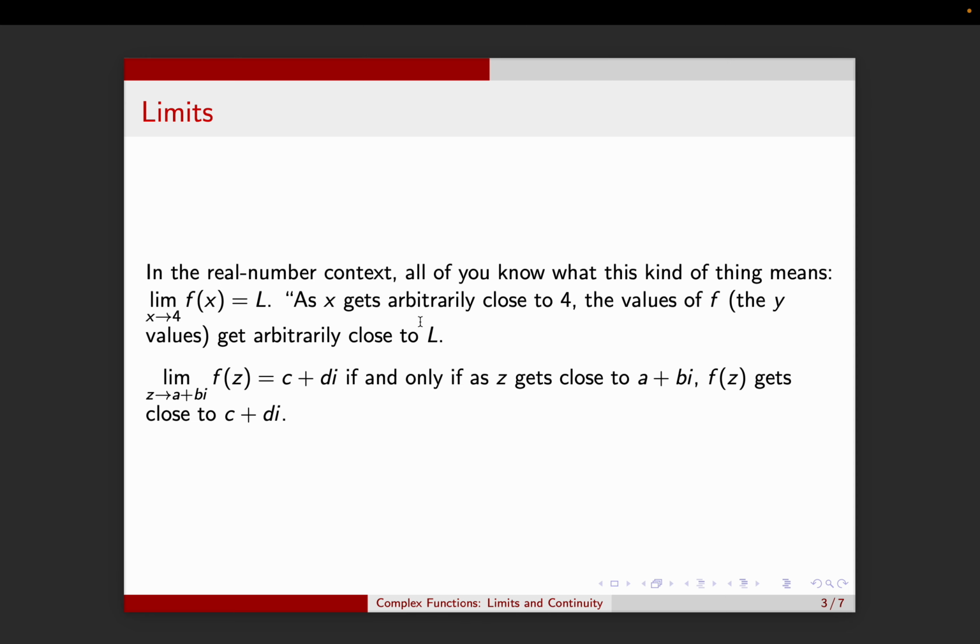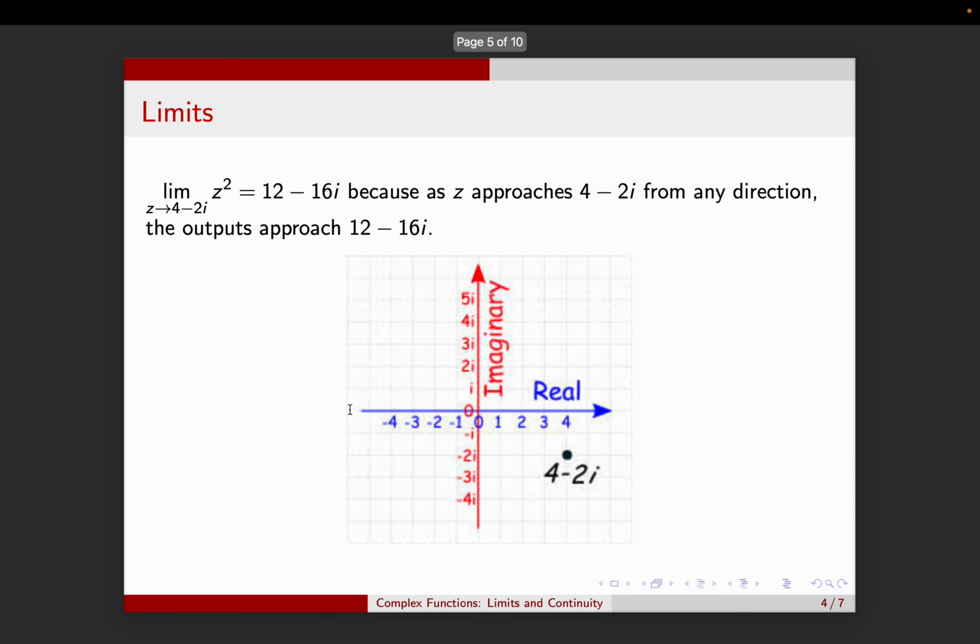So if you want to think about, well, what corresponding statement would you make with the complex numbers? Surely you would just say something like this. As complex number z, input z gets really close to a plus bi, what does f of z do? Well, if it gets really close to c plus di, then we can make this statement, that as z approaches a plus bi, the limit of f of z is c plus di. So it's the exact same definition as in the real numbers, but just now we have complexes floating around. So this is what it means to take a complex limit.